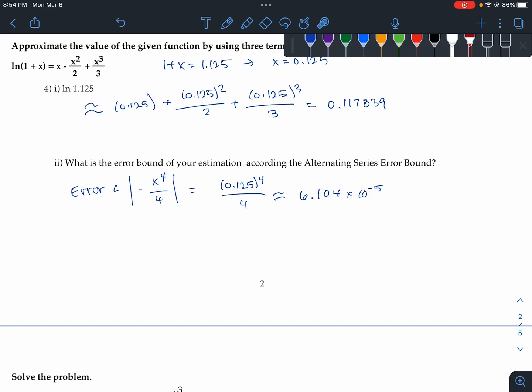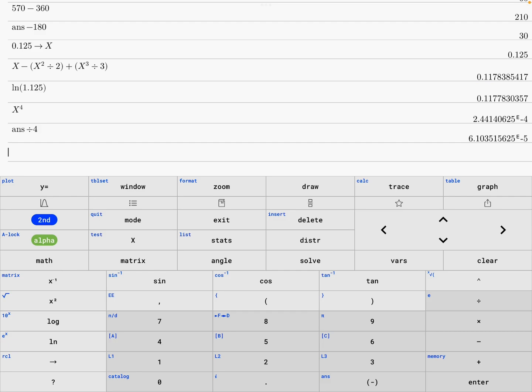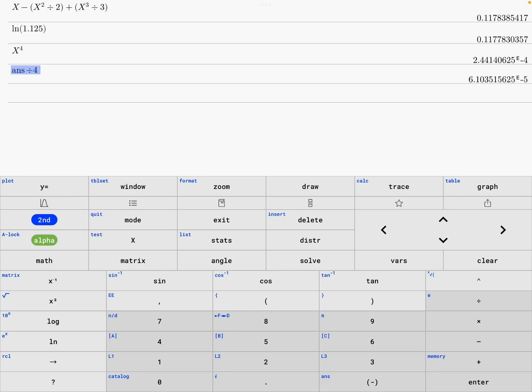You can also check and see how well this matched up with the previous problems right here. So this was our approximation, and if we subtract away this right here, you can see that we are underneath that, or we are well within our bound. Okay.